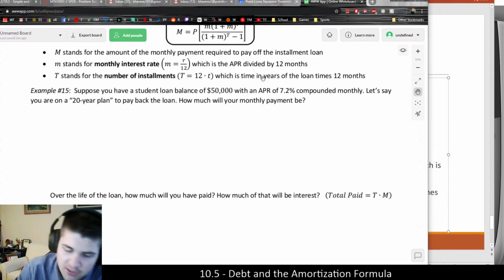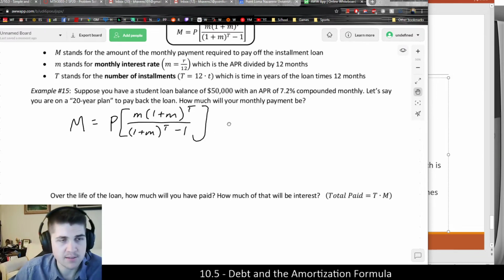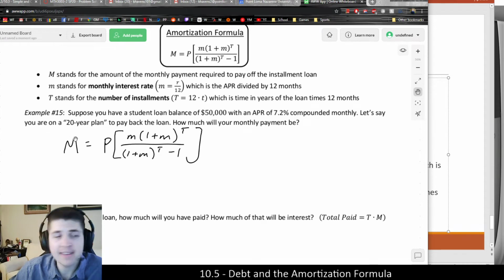Anyways, let's do some math. Okay, so let's start with the amortization formula. The monthly payment is equal to the principal times [little m times (1 plus m) to the capital T over (1 plus m) to the capital T minus 1], end of bracket. Like before, if you take the principal and multiply it into this big thing, you'll get the monthly payment. There's a lot of math that goes into why this makes sense. It actually has to do with geometric series.